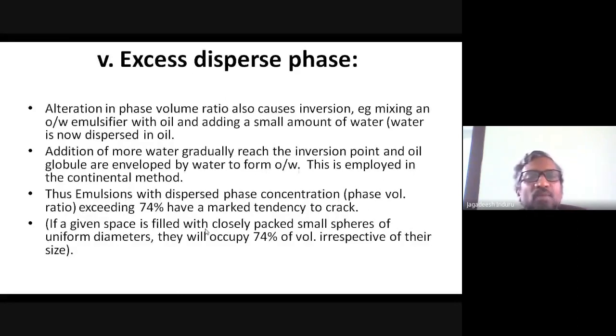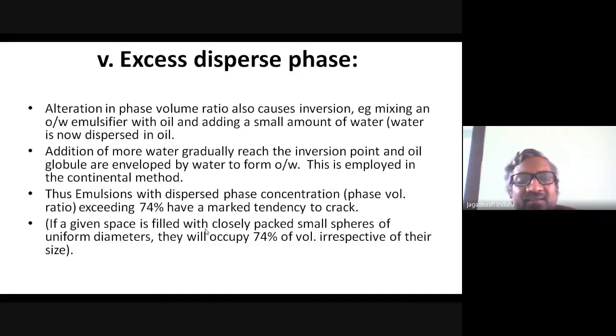So the addition of more water gradually reaches the inversion point, and oil globules are developed by the water to form the oil in water emulsion, in the case of a water in oil emulsion if we are adding more water. This is employed in the continental method when you are doing phase inversion as an approach to enhance the stability.